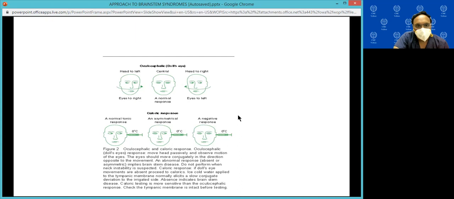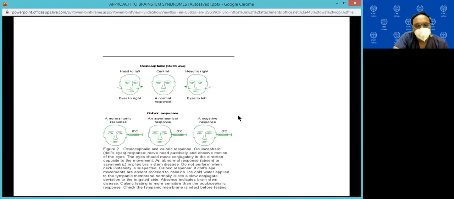So normally when you turn the head to one side, to the left, the eyes will turn to the opposite side. So that is normal. If the eyes are not moving, it is abnormal. If the oculocephalic reflex is absent, it tells us there is a brainstem dysfunction. If the doll's eye is not present, then you can go with the caloric test.